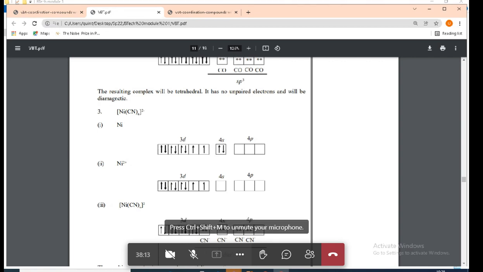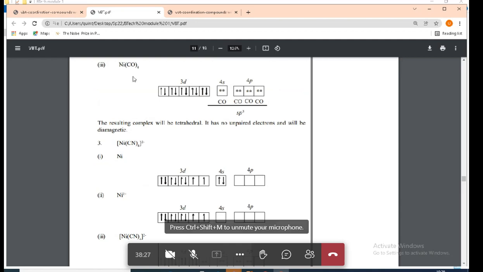So you can explain why this complex of nickel with cyanide gives you a square planar structure, or why this is diamagnetic, whereas this complex of nickel with the carbonyl is diamagnetic but tetrahedral. Nickel here is in zero oxidation state, because this is an electrically neutral molecule. Carbon monoxide is neutral. So this is electrically neutral.